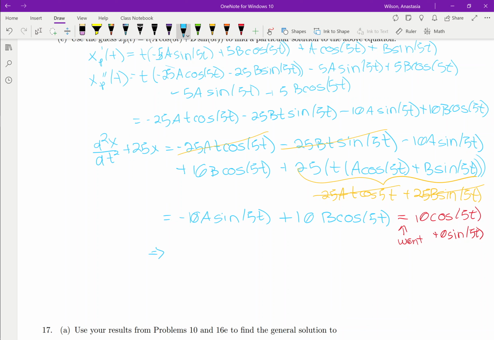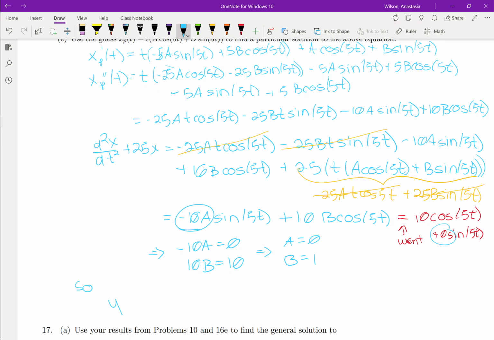So this will imply that our coefficient of sine on the left must equal our coefficient of sine on the right. So negative 10a must equal 0, and 10b must equal 10, which means that a must be 0 and b must be 1.